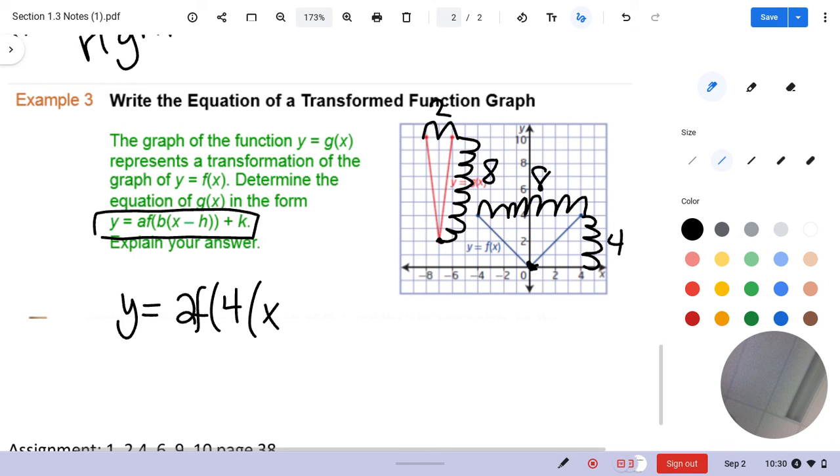So then I have X minus, and we got to decide where it moved to. So if we count from the vertex, 1, 2, 3, 4, 5, 6, 7, it moved over to the left, 7. So that'll be a positive 7 in the equation because it's the opposite. And it also moved up 1, 2, up 2. So that's how you fill in the whole equation.